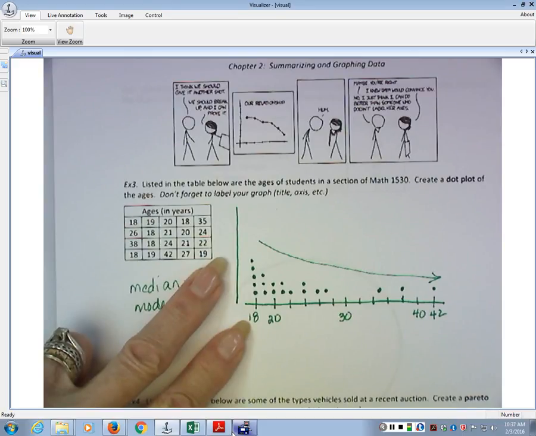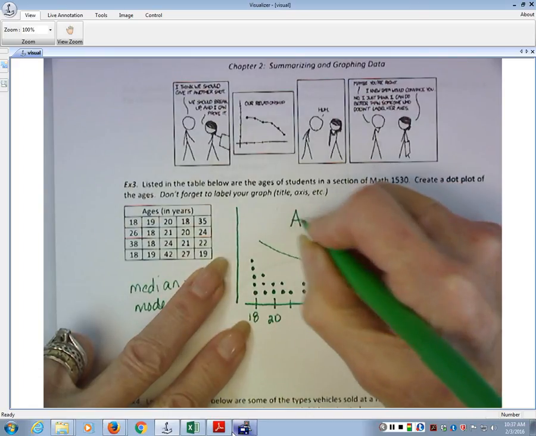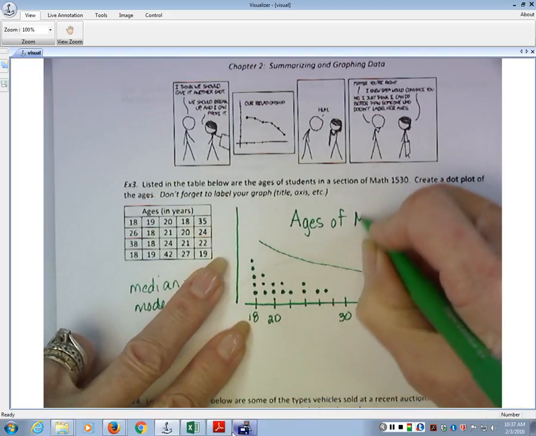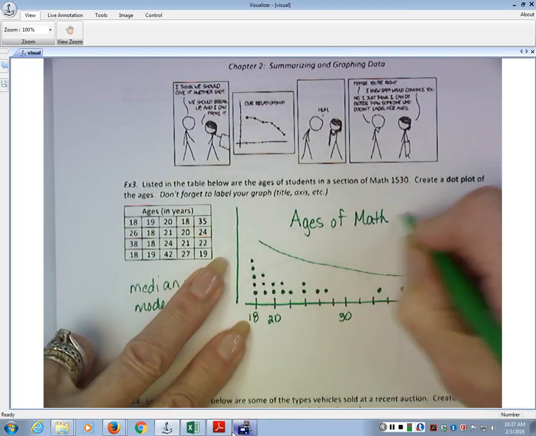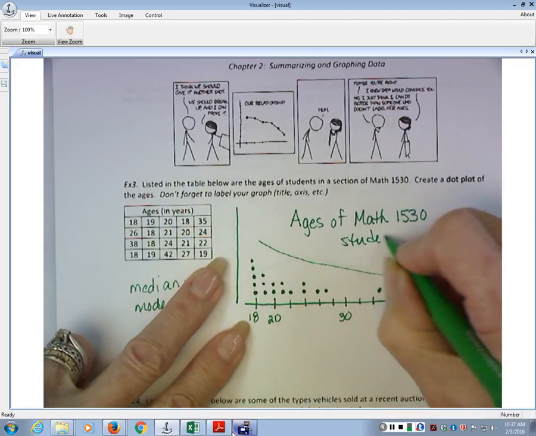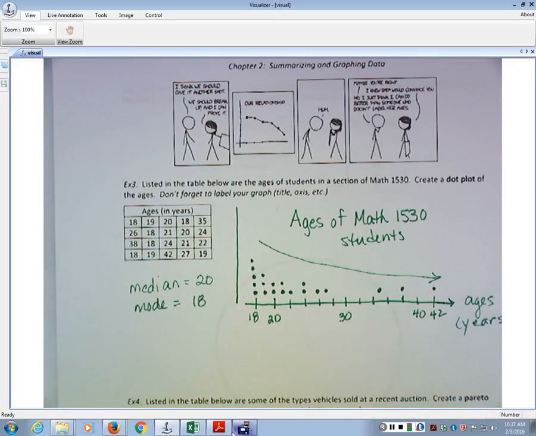Like ages, and then put years on the... Well, actually, I would just give it a title: Ages of Math 1530 students. And then I would call this axis ages, and then I would make a note that I'm measuring that in years. Okay?